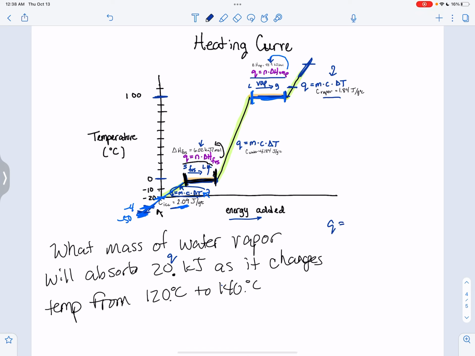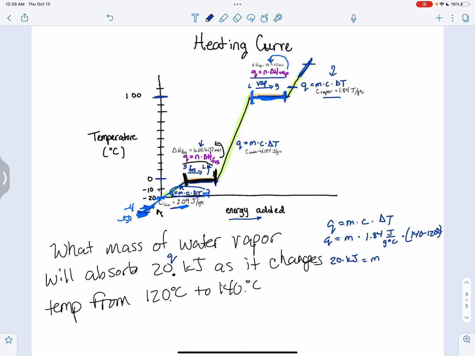So Q is equal to M times C times delta T. M is what we're solving for. C is 1.84 joules per gram degrees Celsius. Our temperature change is 140 minus 120, and those are both degrees Celsius. And then over here, Q is in the problem. It's 20 kilojoules.